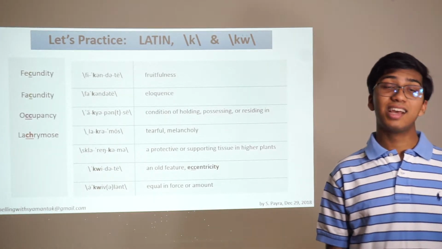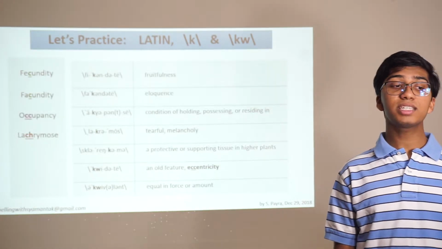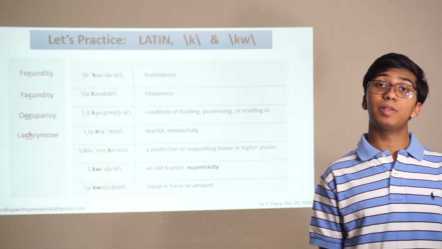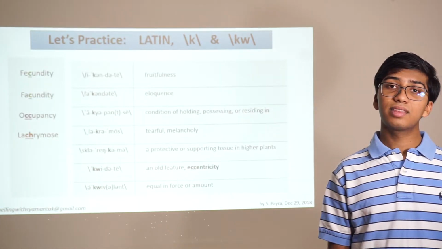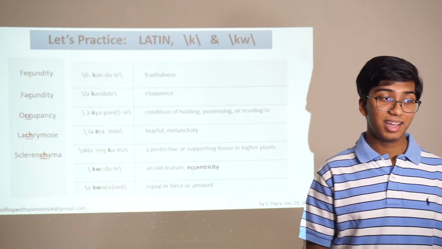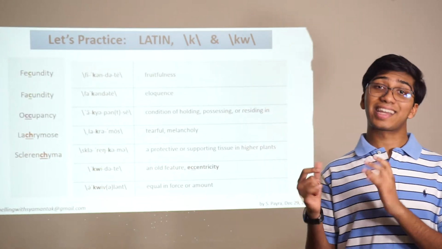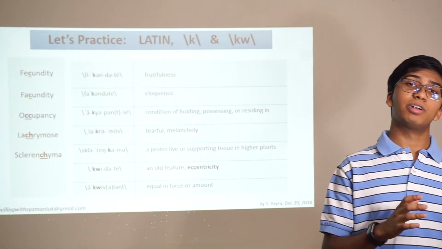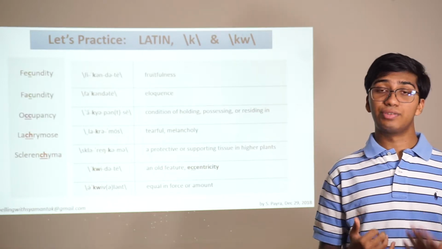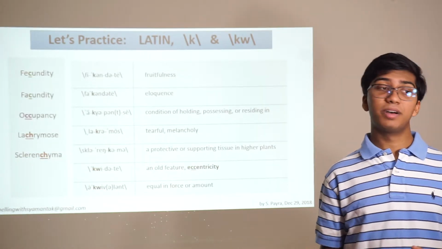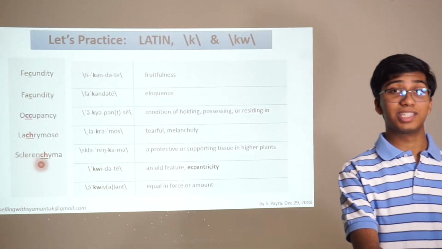The next word is sclerenchyma. Multiple components here. It means a protective or supporting tissue in higher plants. Sclerenchyma. That one's spelled like this. There are two parts here. One is chyma, which is like chyme or fluid, and the other part is sclerin. It's a layer, kind of like sclera in the lenses of your eyes. Sclerenchyma. So two K sounds, one at the beginning with a C, and then a K with a CH.